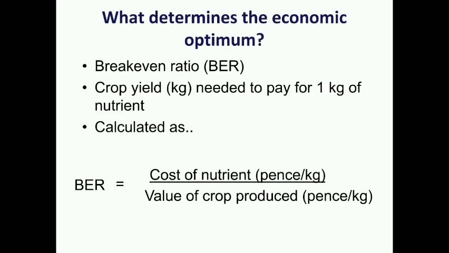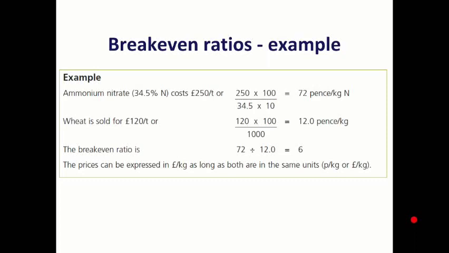We determine that point of optimum fertilizer rate based on what's known as the break-even ratio. That's basically the crop yield needed to pay for a kilogram of nutrient, and it is calculated as shown in the formula below, where you put the cost of the nutrient divided by the value of the crop. So that's the crop yield you need to pay for a kilogram of nutrient. You can calculate your own break-even ratio if you know the cost of your fertilizer and the value of your crop. So here's an example from RB209 showing ammonium nitrate.